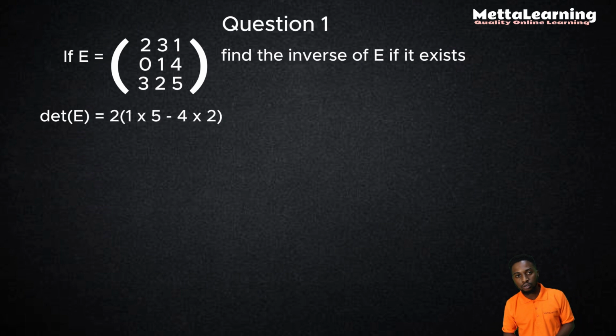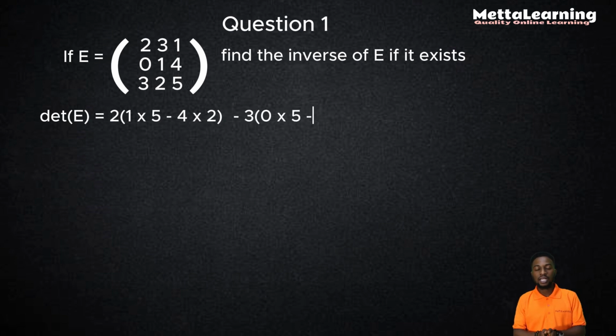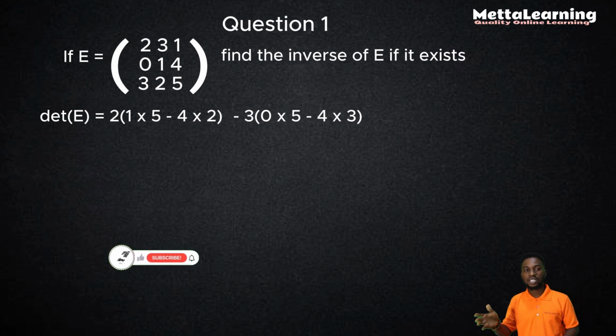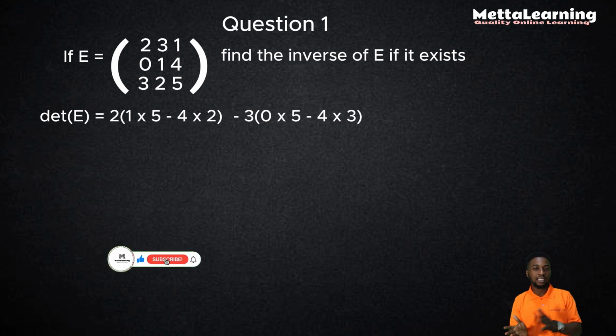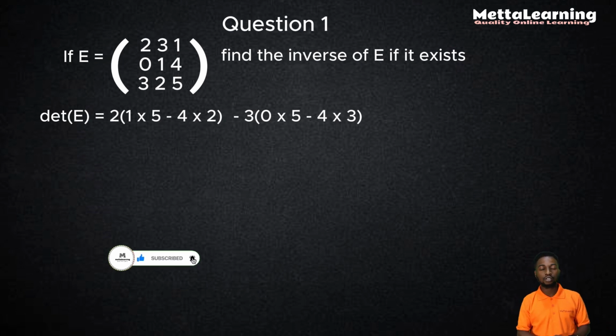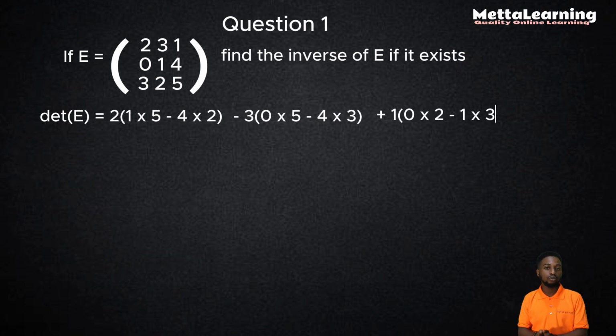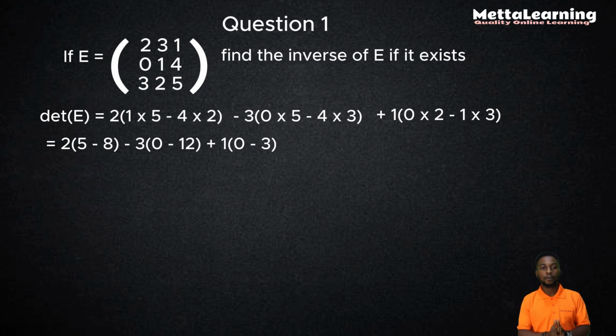Then the second number, that will be 3. You see the middle number is affected, and the numbers beside it. So that will be minus 3 into bracket 0 times 5 minus 4 times 3, close bracket. Plus, the last number affects its row and column, and you see the 2 by 2 matrix that is left behind. So that will be plus 1 into bracket 0 times 2 minus 1 times 3, close bracket. When we have these together, we have 2 into bracket 5 minus 8, then minus 3 into bracket 0 minus 12, plus 1 into bracket 0 minus 3.